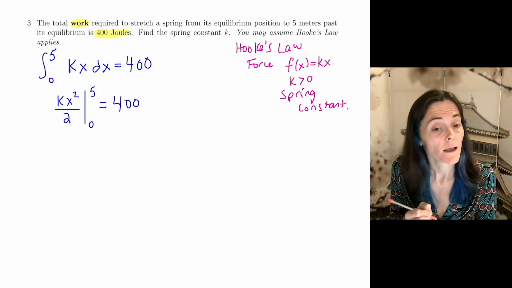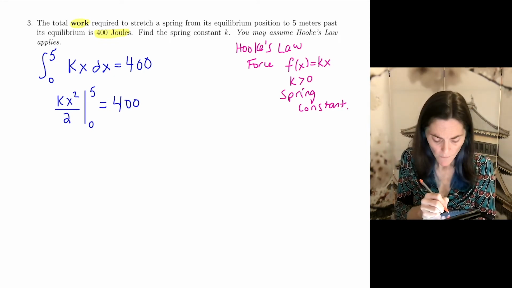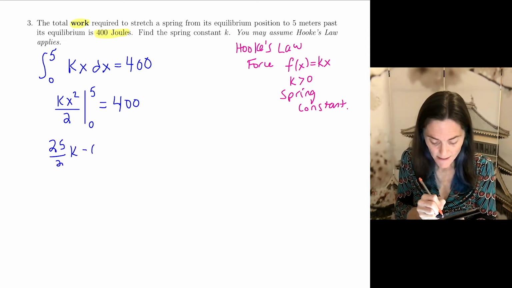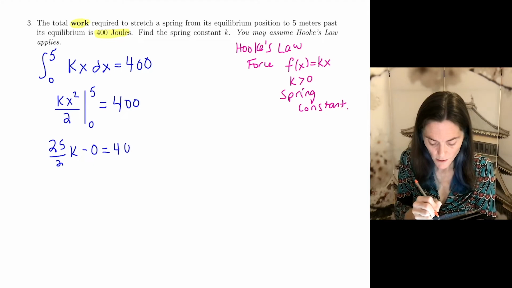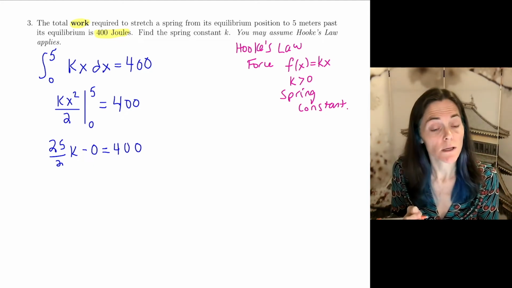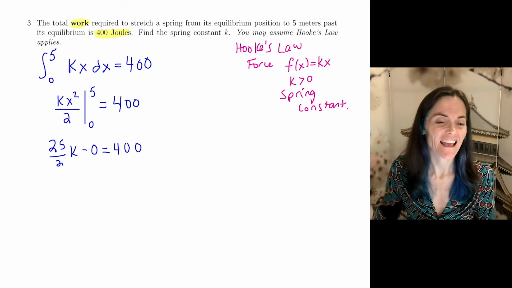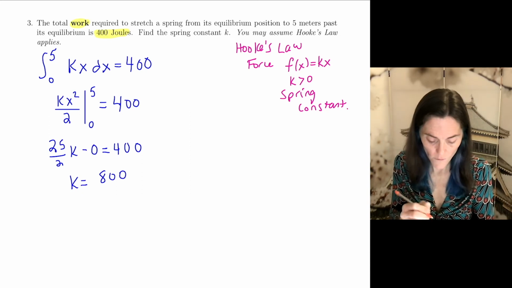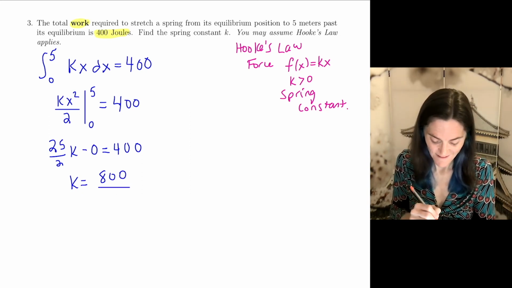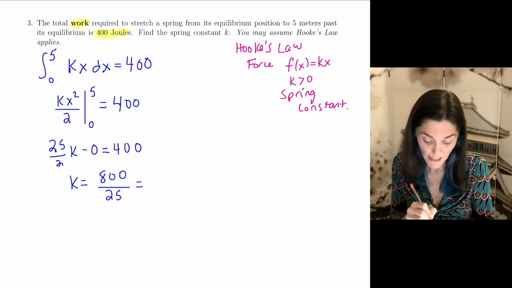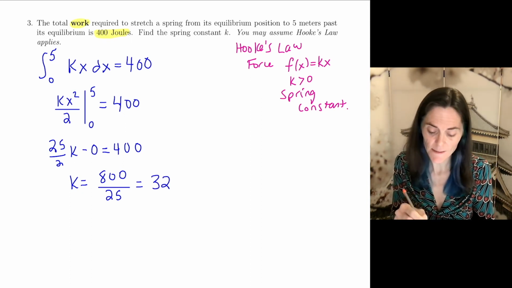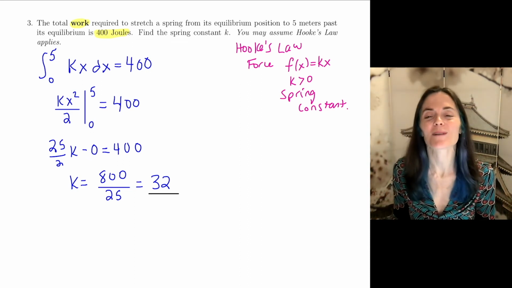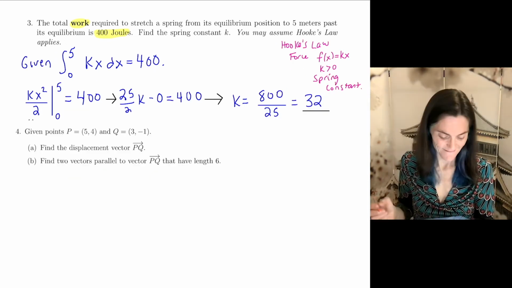And this is supposed to equal 400. This is given. And we can do one more step. This would be 25 over 2 K minus 0 is 400. Now we can just multiply by 2 and divide by 25. So my spring constant is 800 over 25, which is 4 times 8. This is 32. This is my final answer here. You see, this was a lot shorter than our pumping problems, but it used Hooke's law.